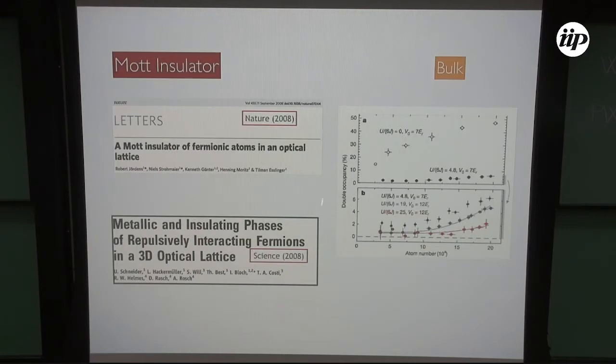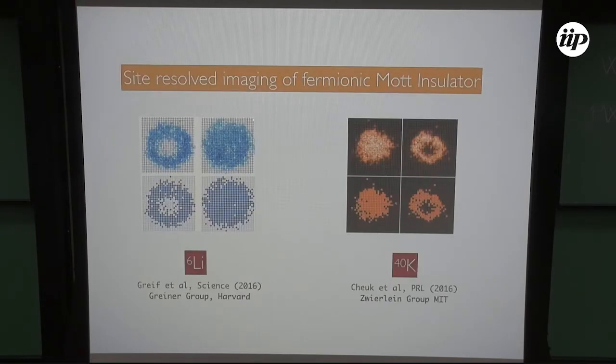And this has been measured about 10 years ago now by Ulrich Schneider's and Tilman Esslinger's groups. The thing they used to see that was looking at the double occupation and see how it progresses. So this was observed in bulk, and more recently with site-resolved imaging, both in lithium and potassium in different groups. So this is well established now.